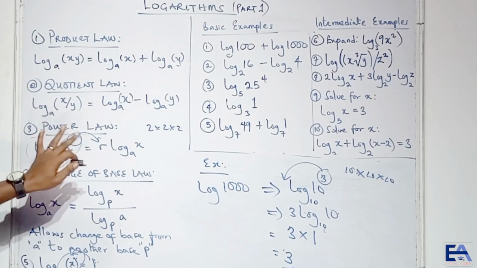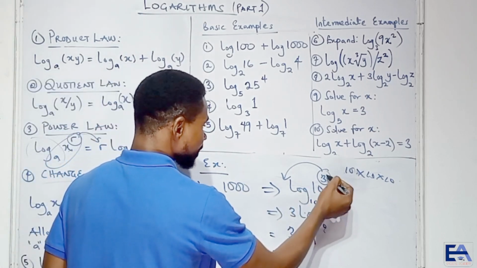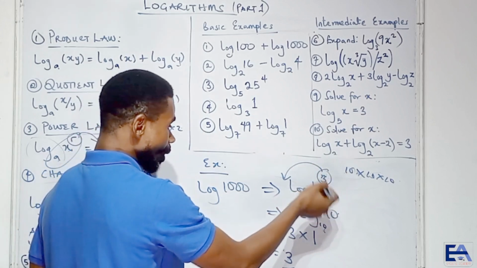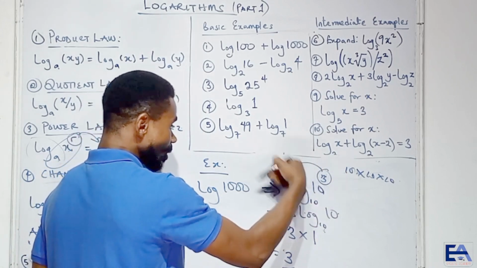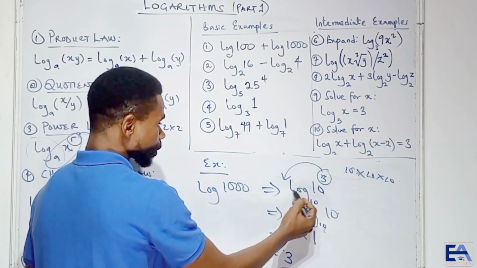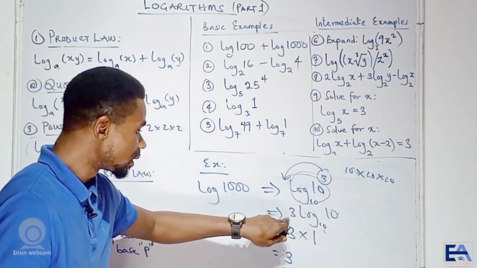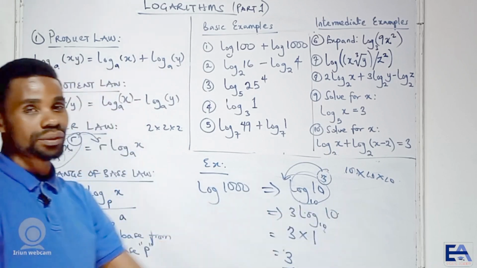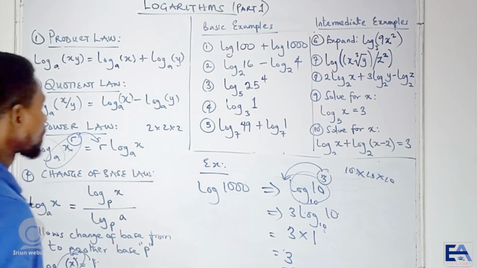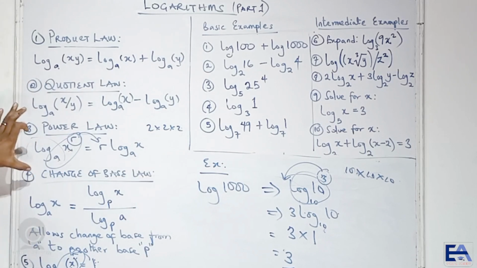So we've been able to prove the power law, which says that when a number is carrying a power, the power goes to multiply the logarithm. The number itself is carrying the power, and the power goes to multiply the logarithm. So which means 3 goes to multiply log 10. It's no longer behaving as a power. It's now behaving like a product, like a multiplication with that logarithm. All right, so we are done with the power law of logarithm.